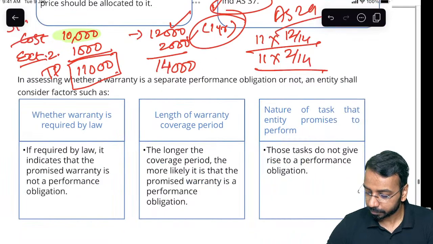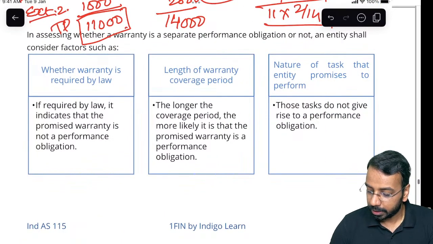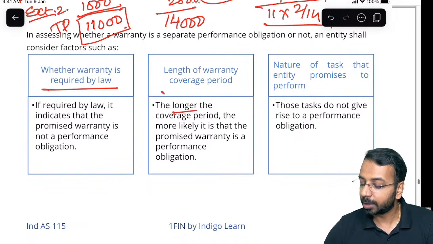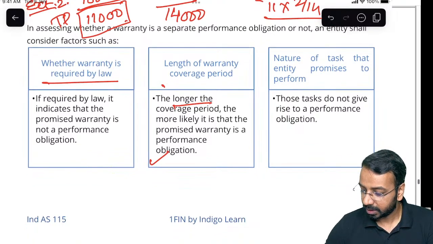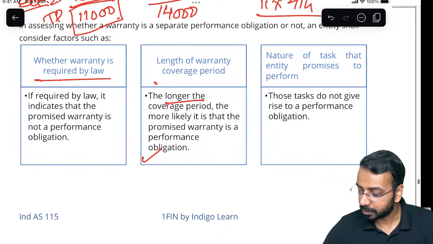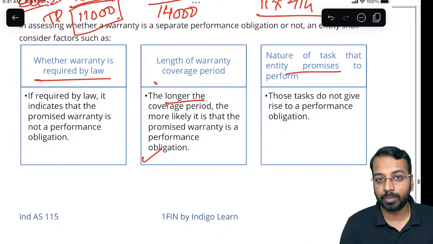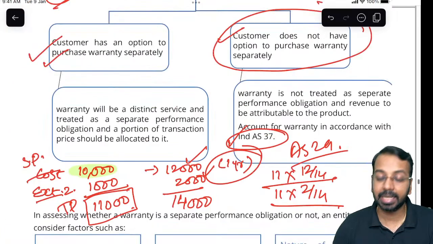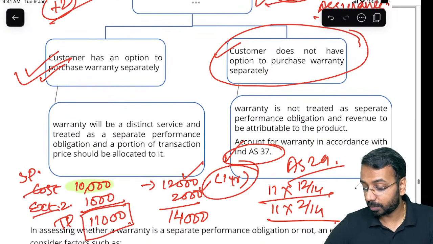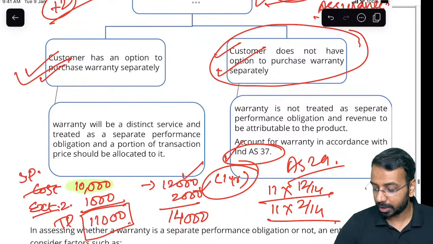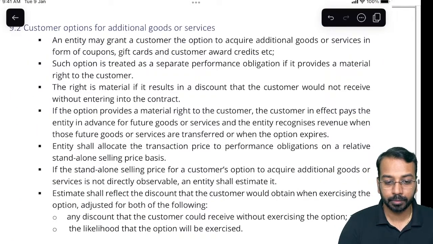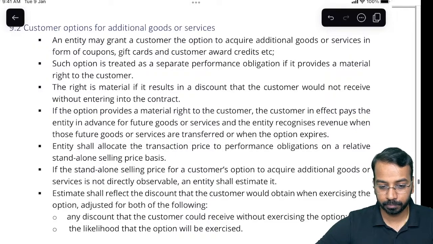Now, some factors, if the warranty is required by law, it is not a separate performance obligation. If it is a longer warranty period, it may be a separate performance obligation. Then you have to check what kind of task the entity performs. If there is no separate performance obligation that is being created, then you will say it falls under the first category. Now, if it is not a separate performance obligation, this category. If it is a separate performance obligation, this category. Any questions?